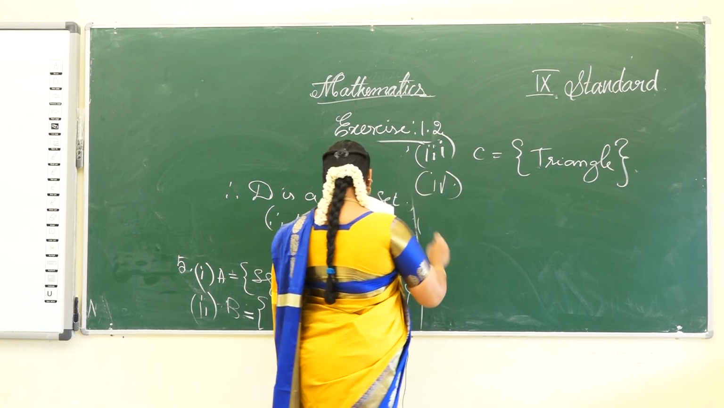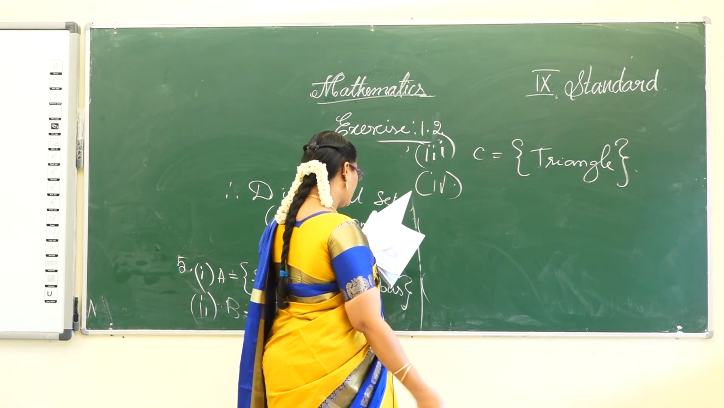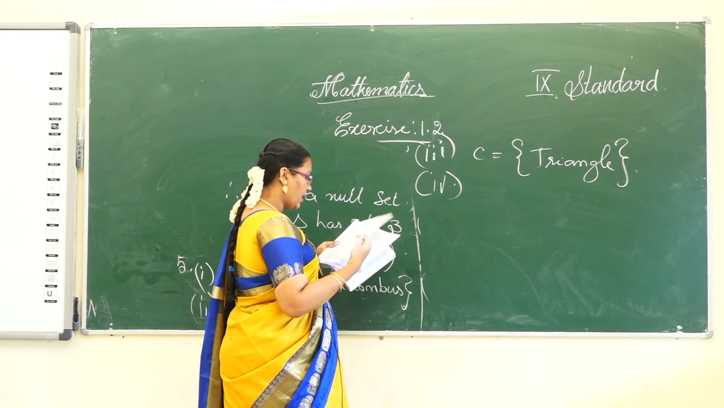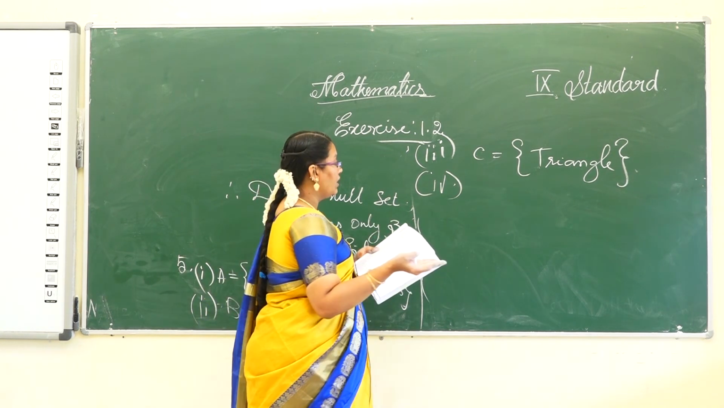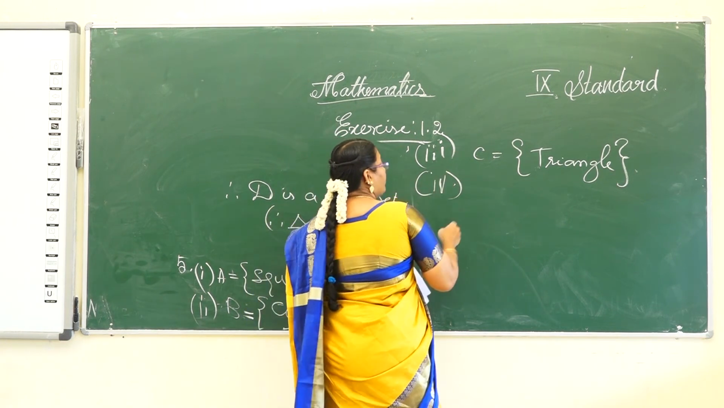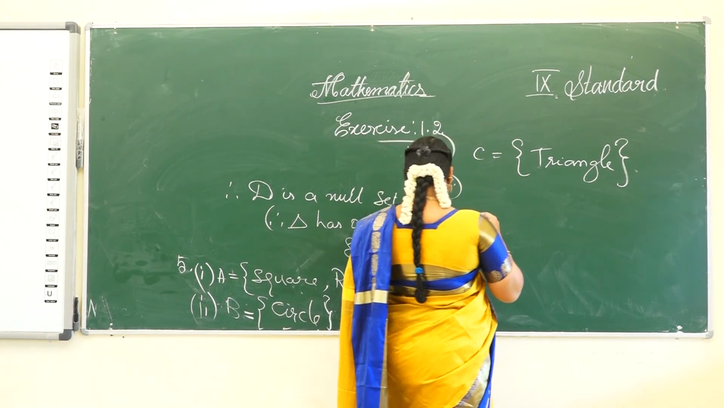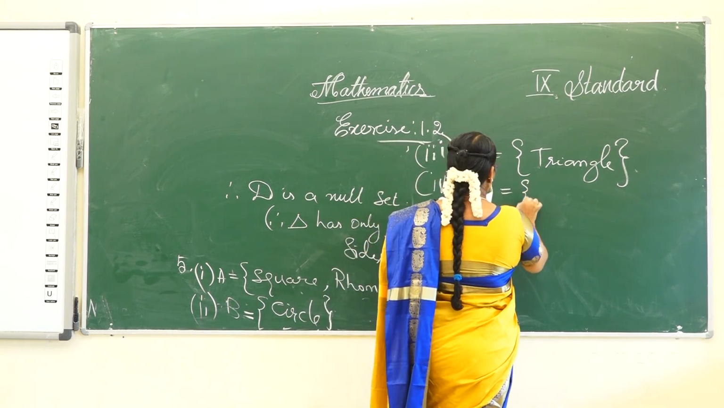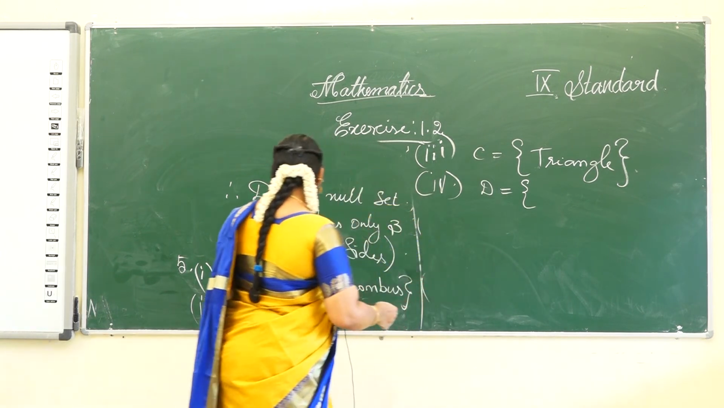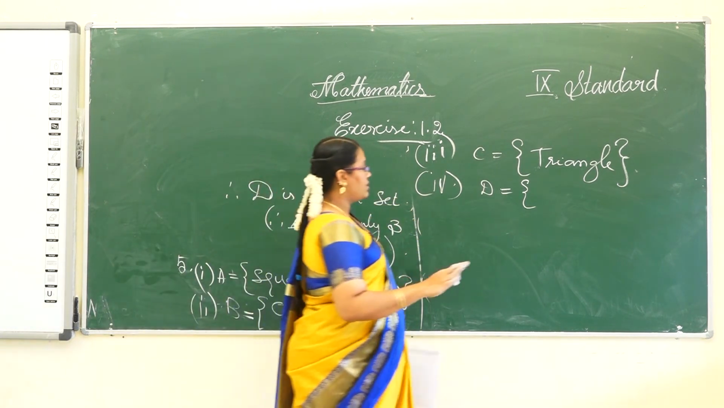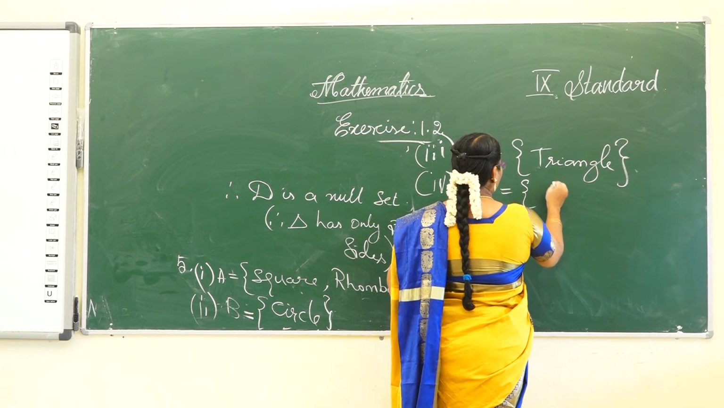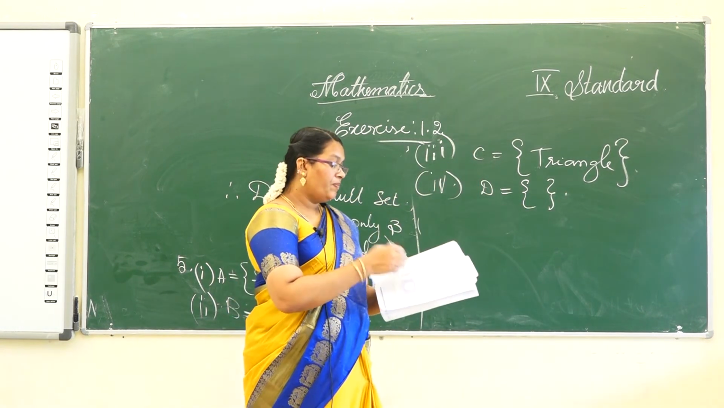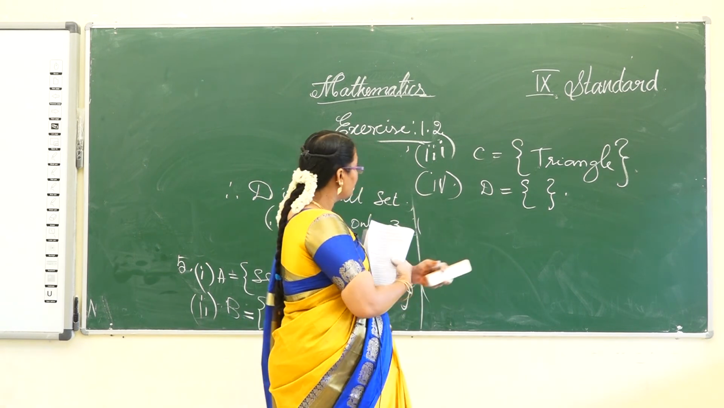And the fourth one, the set of shapes which have 5 sides. Are there any 5-sided shapes in the given set? No. Only square, rectangle, circle, rhombus and triangle are given. So a 5-sided shape is not given in the set. We are considering A, B, C, D for the sets, so D is equal to the null set. Okay.